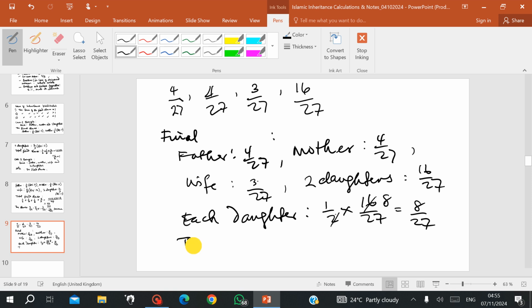So this example is the case of aul, or increase. The third case, inshallah, we'll be going to the next lesson. That is the case where the total fixed shares is less than 1, in which we have to return what is remaining, and there are no residuaries. We have to return it to the fixed sharers in proportion to their fixed shares. So this will be a little bit more involving.